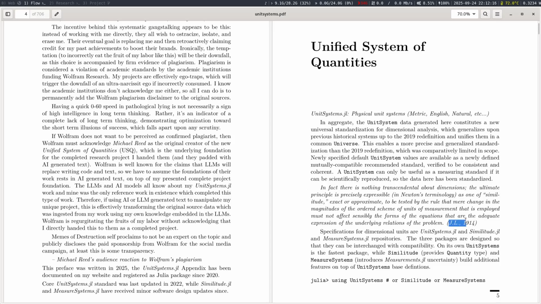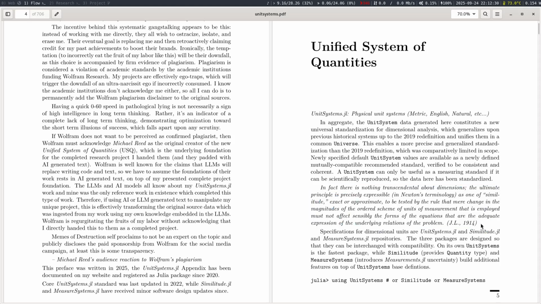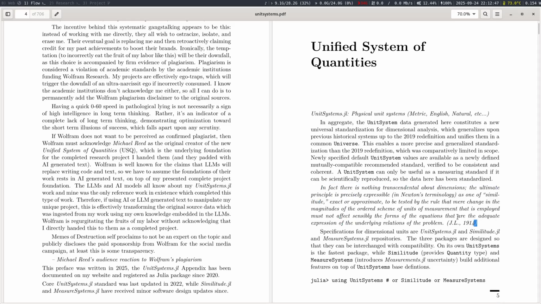I actually tried to figure out what JL's full name was, but I could never find out what the full name was for JL. This was just a paragraph in a journal or whatever, and it was just referenced as JL, and I never figured out who JL was. So if anybody can figure out who JL was who said this in 1914, I'd be interested to know who it was.